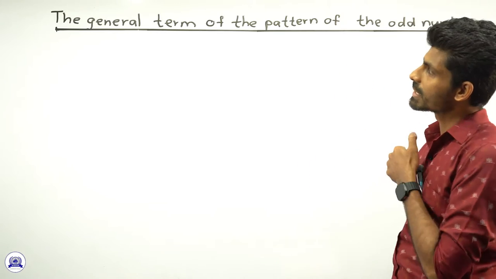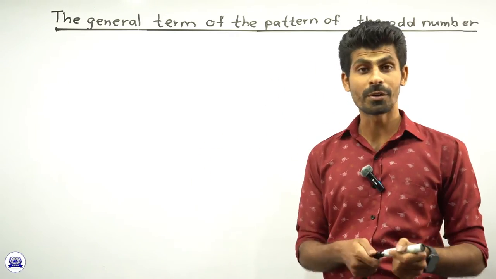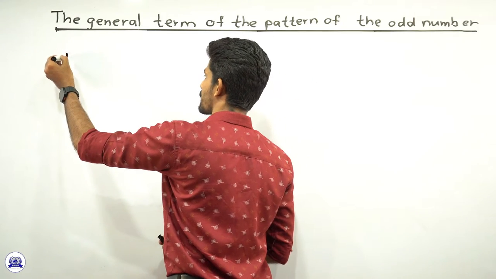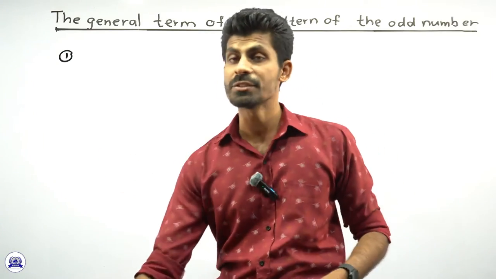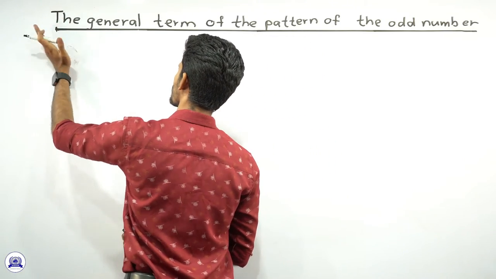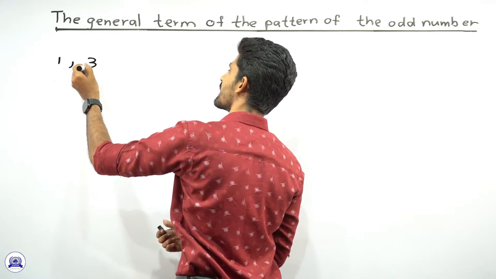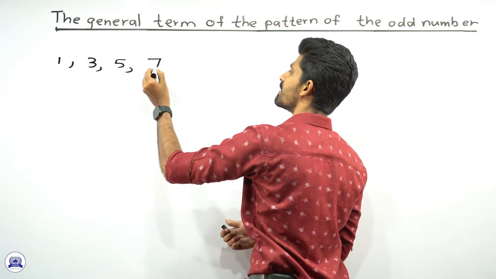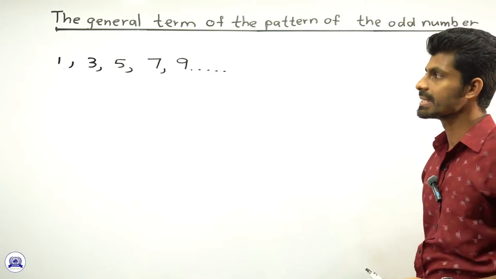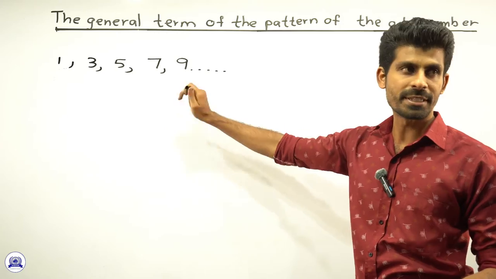First one, the general term of the pattern of the odd numbers. We need to find out how to find the general term of the pattern of the odd numbers. Let's try to do this one. Question number one. What are the odd numbers? Just quickly tell me. 1, 3, 5, 7, 9, likewise you can continue the odd numbers. So this is the first term, second term, third term, fourth term, and fifth term.